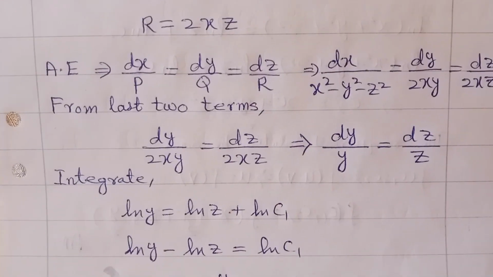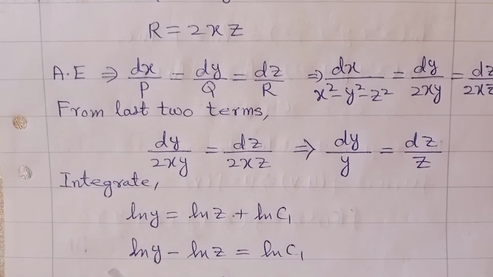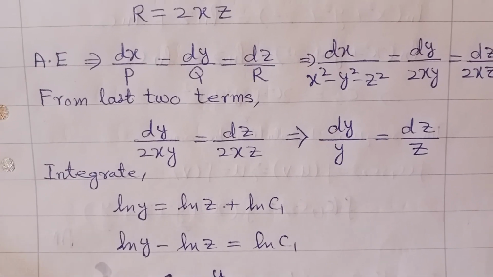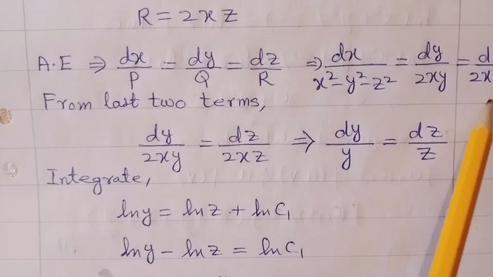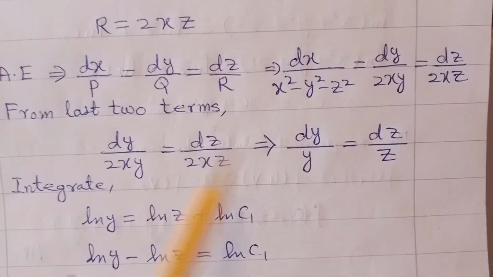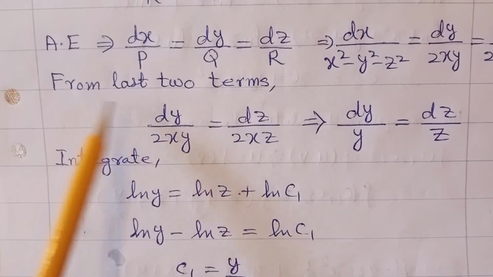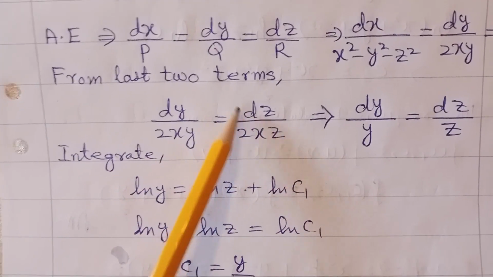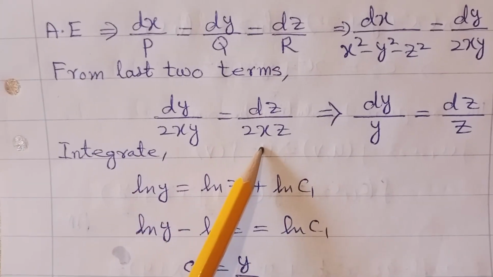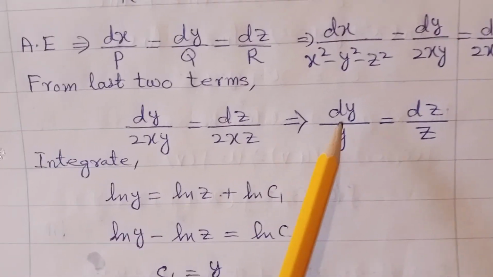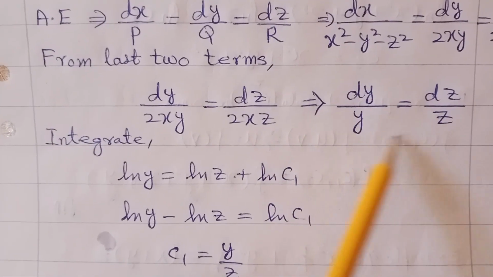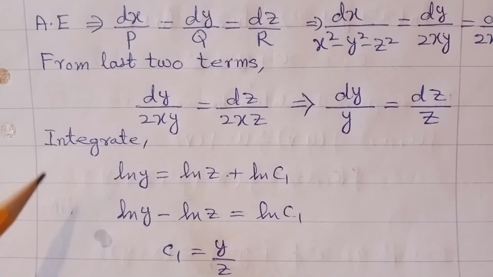Now from these factors, we can take two terms which are suitable to find the first solution. Taking the last two terms, we can write dy upon 2xy is equal to dz upon 2xz. 2x will be cancelled out, so this equation will be dy upon y is equal to dz upon z. So this is a variable separable differential equation, so we can directly integrate.